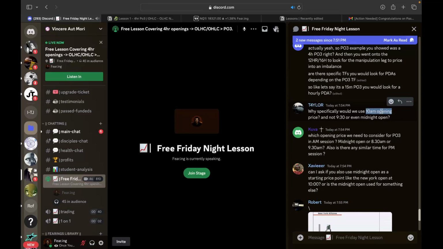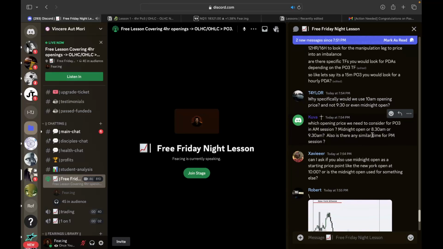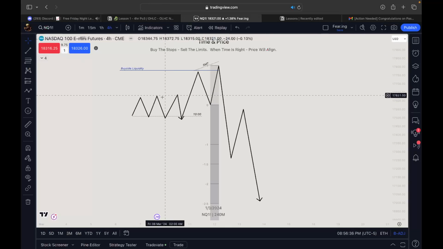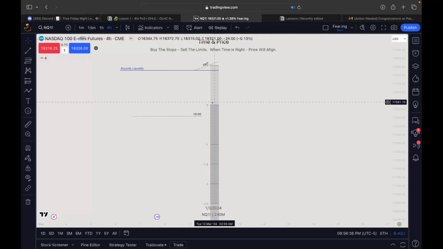So why specifically will we use the 10 a.m. opening price? Because that is the start of a new 4-hour candle. Starting, so each day, let me quickly clear this.